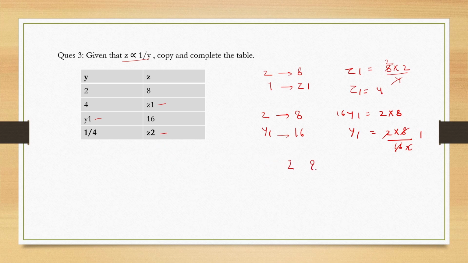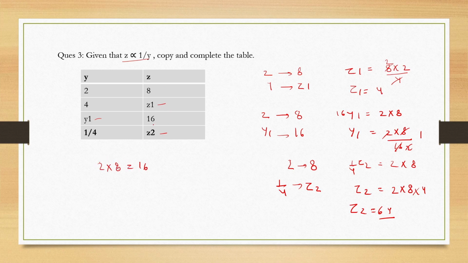So 2, 8, 1 upon 4, Z2. Again we will do the same multiplication. 1 upon 4 Z2 equals 2 into 8, or Z2 equals 2 into 8 upon 1 upon 4. This 4 value will go here. 2 into 8 is 16, into 4 is 64. And we can again check: 2 into 8 is 16.